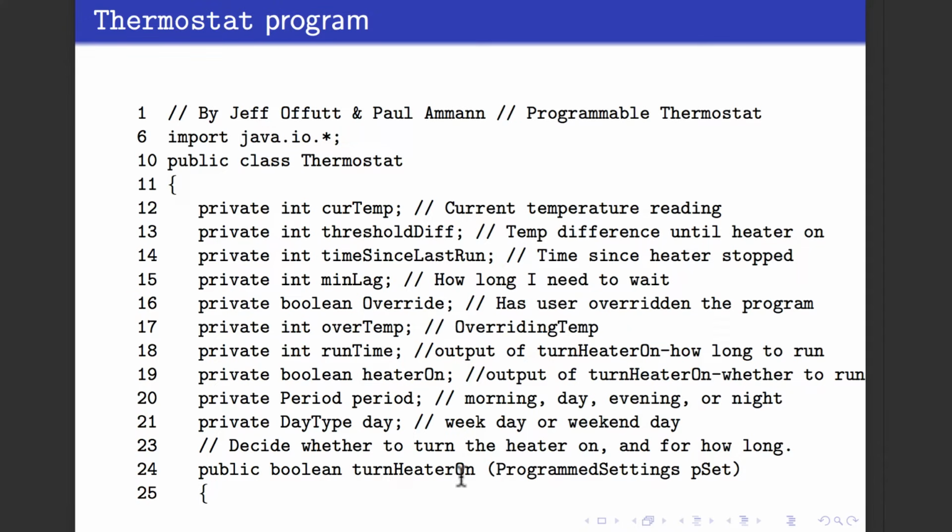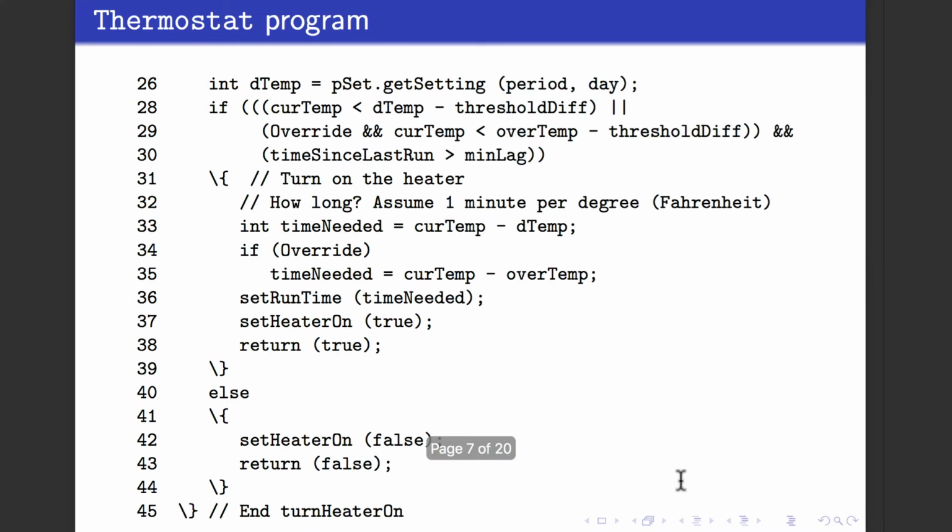So the method that is called turn heater on takes programmed settings as input, pset, to the program. So there is a pre-programmed setting for the thermostat that is used to be able to turn the heater on. So here is the code corresponding to the thermostat.